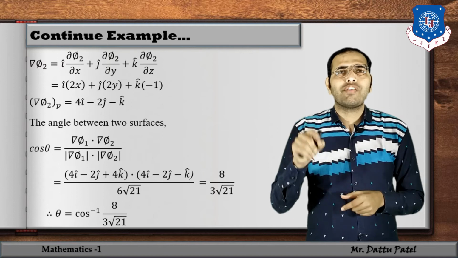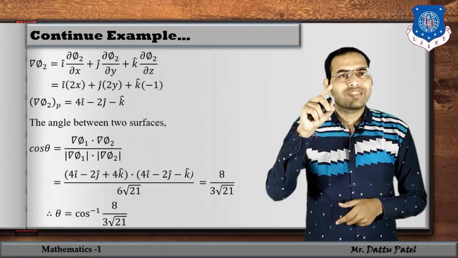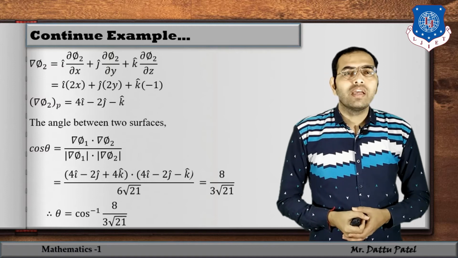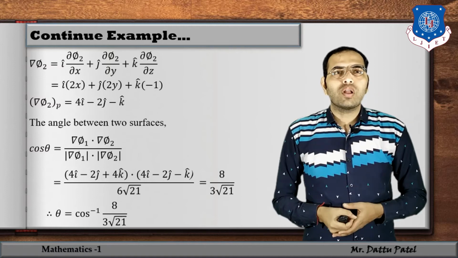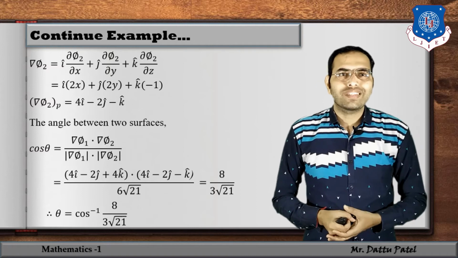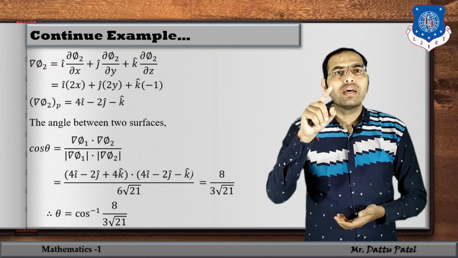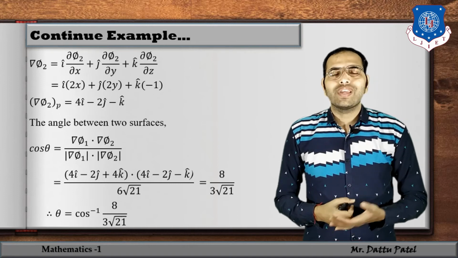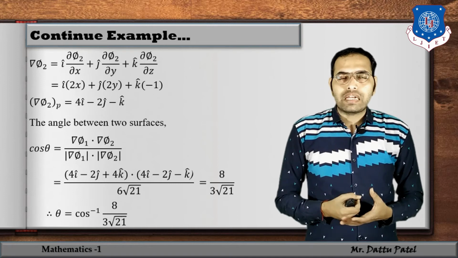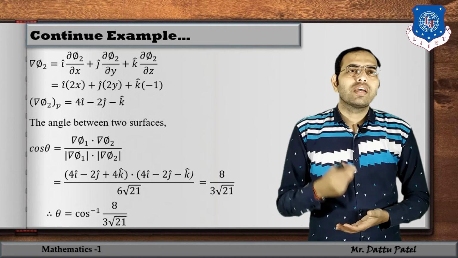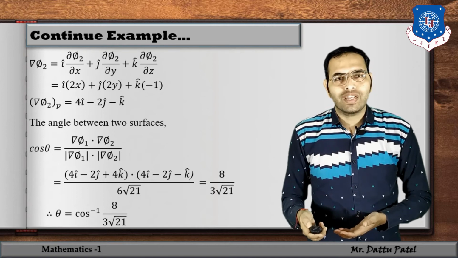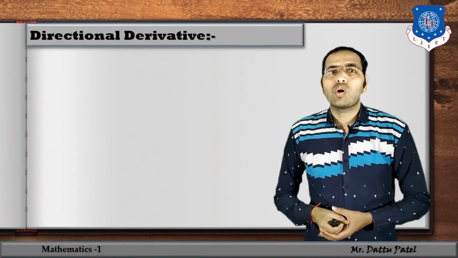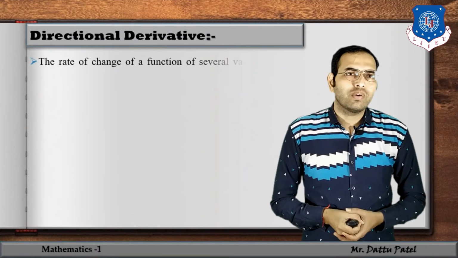Similarly, mod of nabla phi 2 is square root of 16 plus 4 plus 1, that is square root of 21. In the numerator, the dot product is 4 into 4, 16, minus 4, that is 8. That gives you 8 by 3 root 21. Then theta equals cos inverse 8 by 3 square root of 21. That is our angle. Let's see the next topic, which is directional derivative.